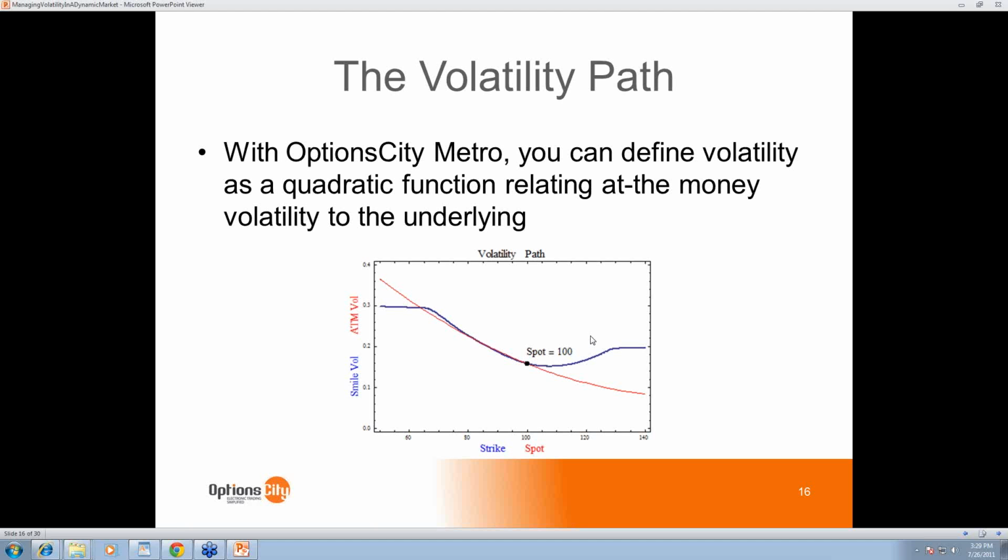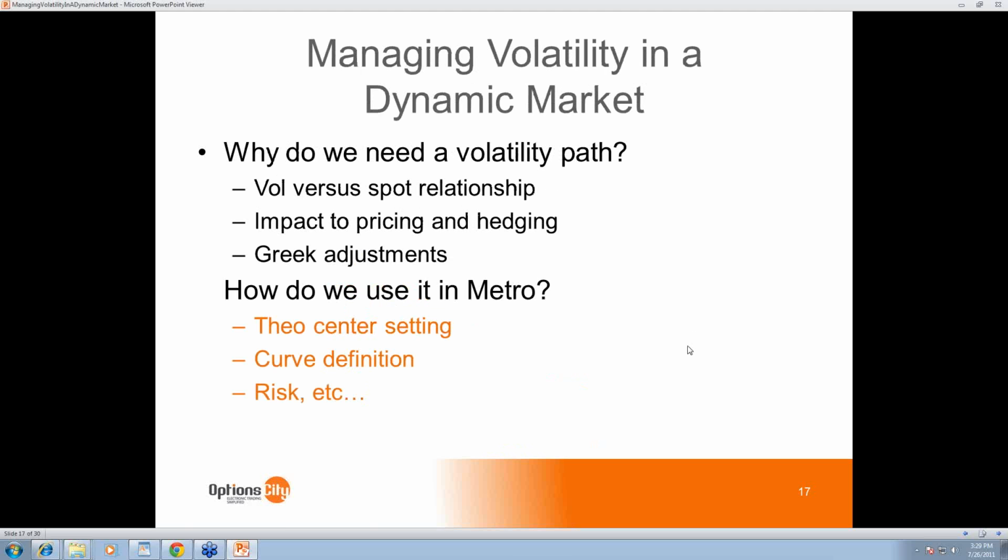So let's suppose, for example, that the underlying goes down to 95. Then this entire skew is going to ride up to the left, up that volatility path. And then we come back to the underlying spot of 100, and then the skew moves back. And then further on, we rally further, and volatility comes down. This is exactly the effect that we are replicating in OptionsCity Metro. Now I'll pass it back to Jim, and he'll show you how you would use it in Metro.